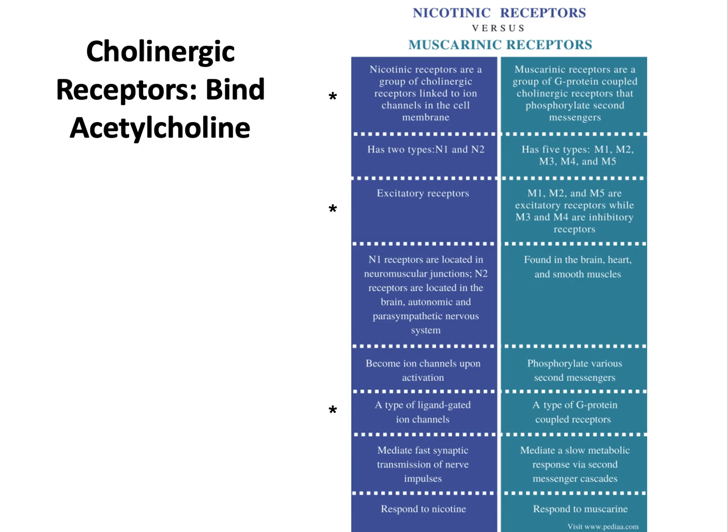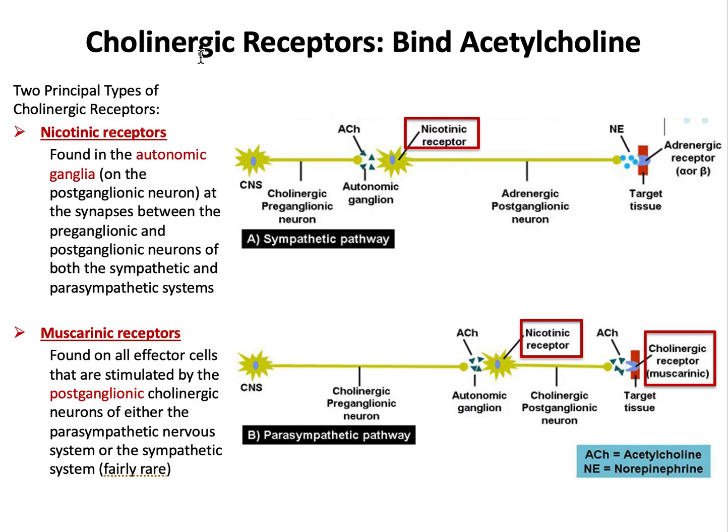All right, so acetylcholine can bind to nicotinic receptors, which are always located within the ganglion between the pre- and postganglionic neurons of both pathways. And then muscarinic receptors are located on the target tissue of the parasympathetic pathway.